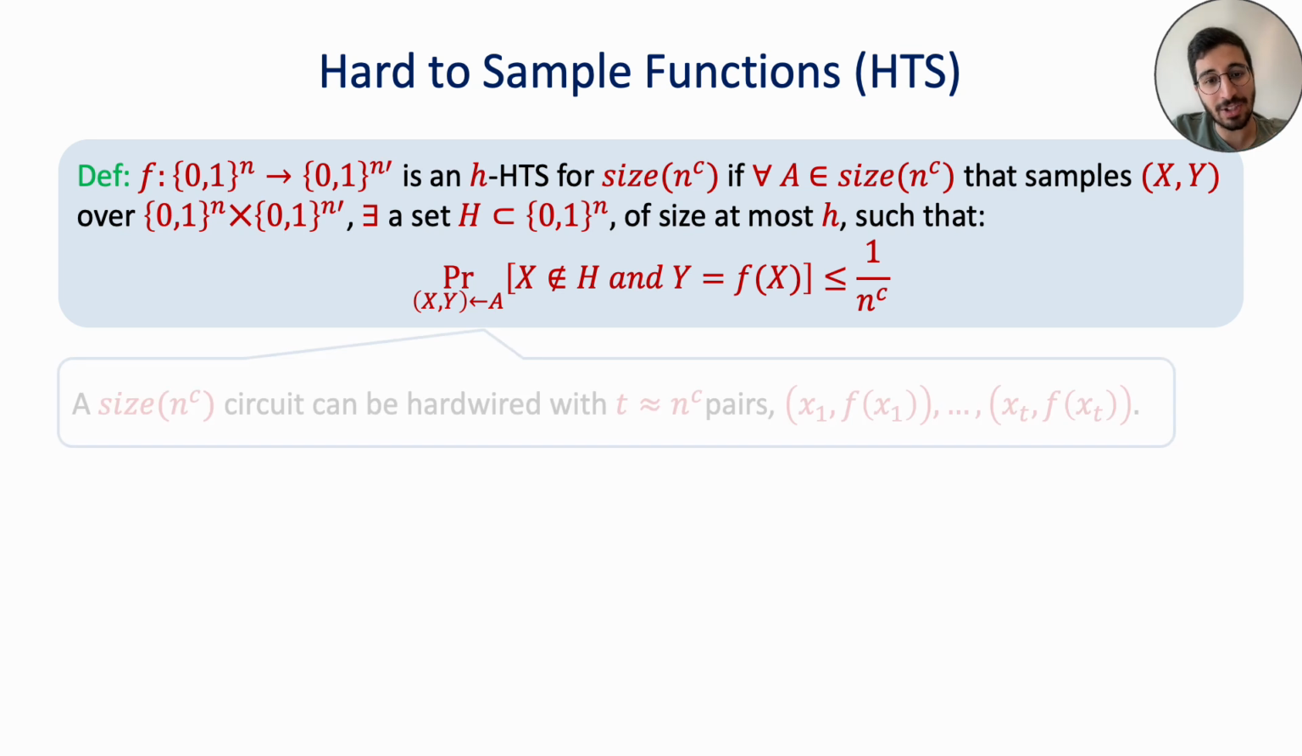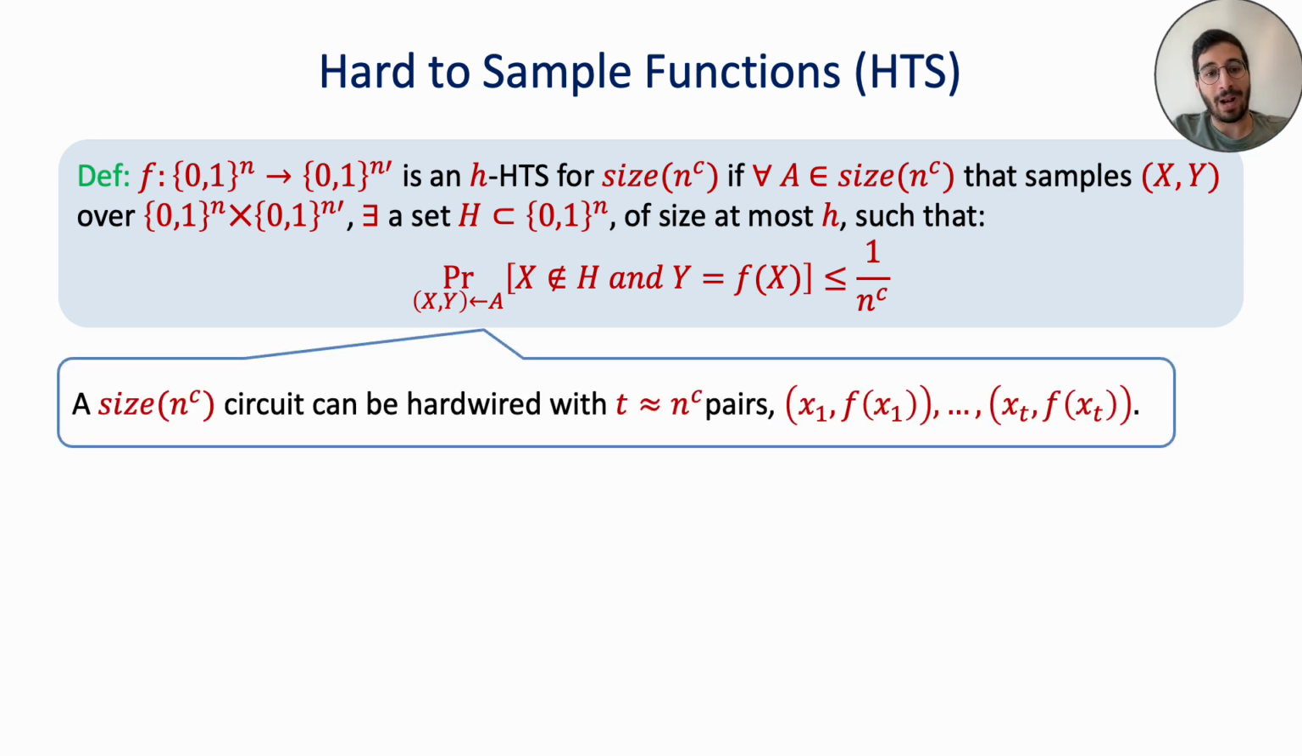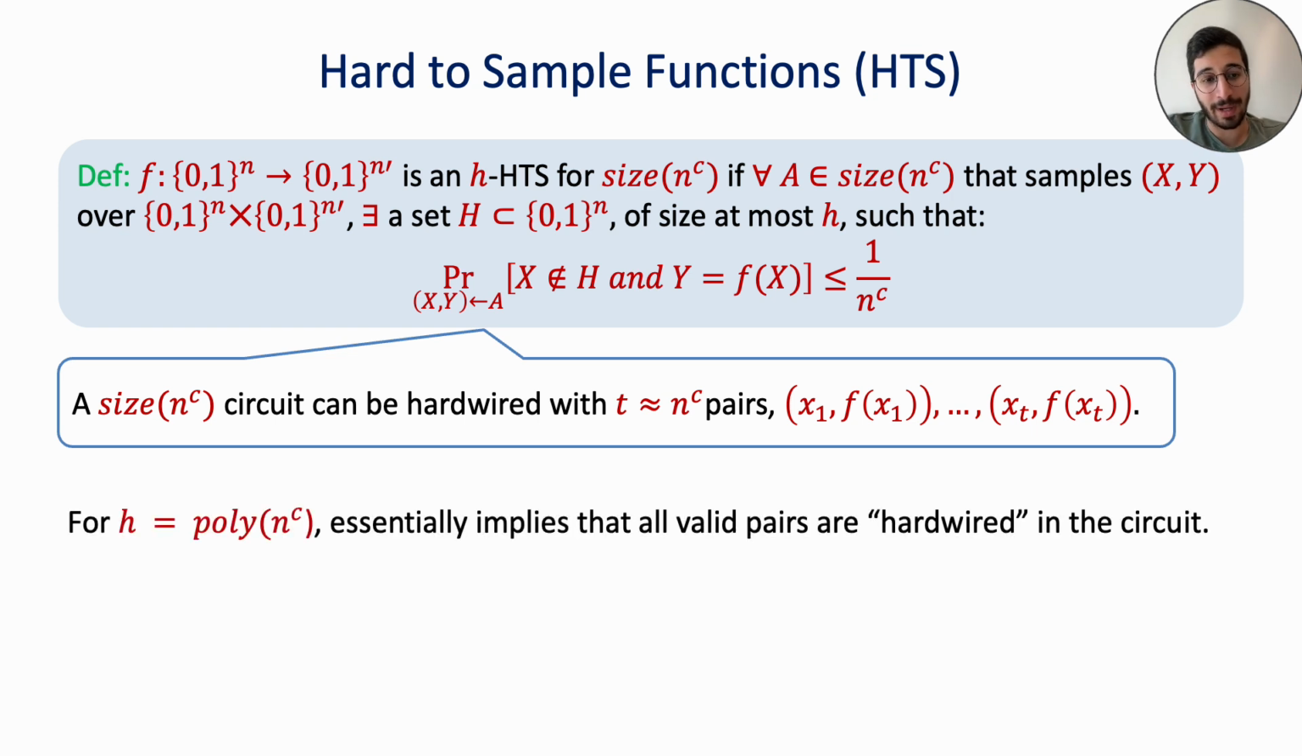So what this is essentially saying is that while I cannot stop an adversary from being hardwired with pairs of x and f of x, I can define a set outside of which it's hard to generate elements. In some sense, this is accounting for the non-uniform advice of the adversary. And note that when H is poly n^c, this is essentially optimal. This means that every pair that was generated was essentially hardwired beforehand.